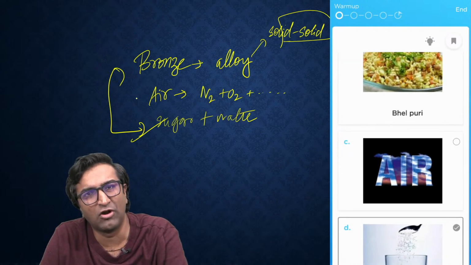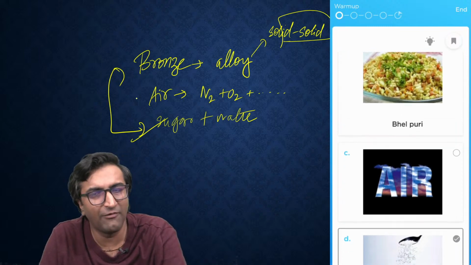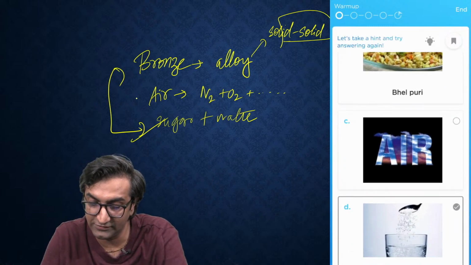I am not so sure about air. I'll tell you why it is and why it is not. मैं आपको दोनों के आर्गुमेंट दे सकता हूँ. For now, I will not select it. We'll see what this question says.